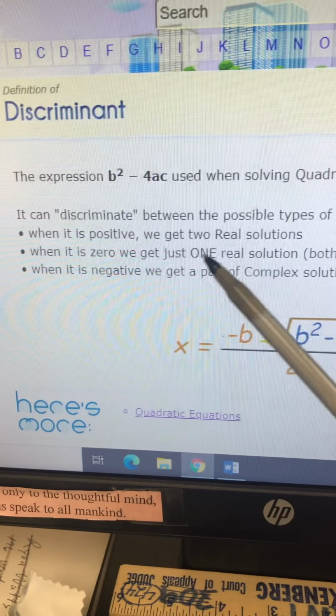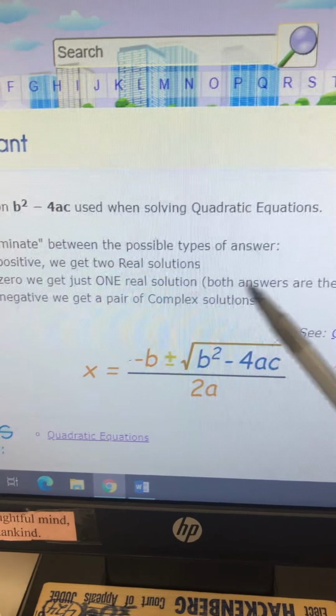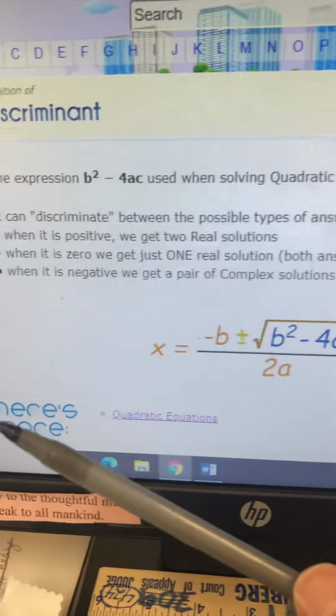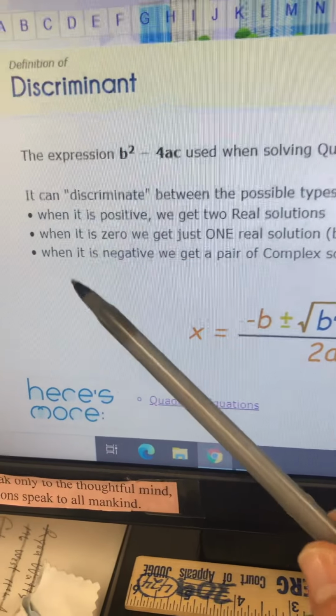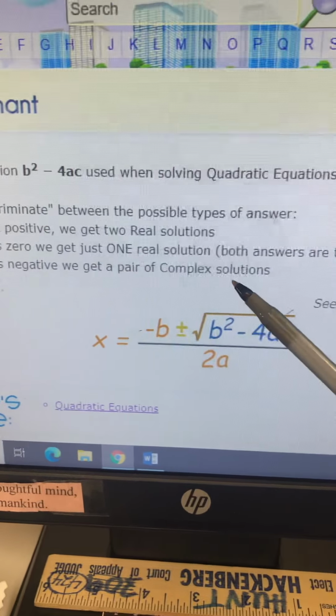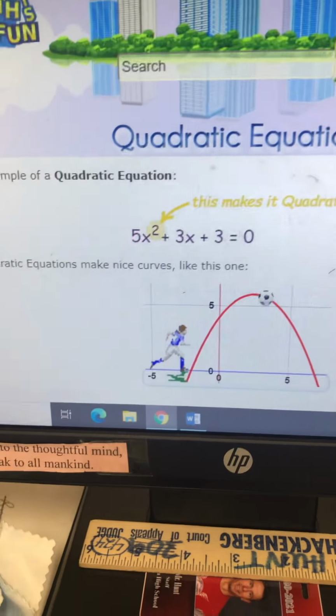When it is positive, we get two real solutions. When it is zero, we get just one solution. Both answers are the same. Both of the x-intercepts are the same. It's just going to hit it once. And when it is negative, we get a pair of complex solutions. So that negative and complex, what the heck are they talking about?